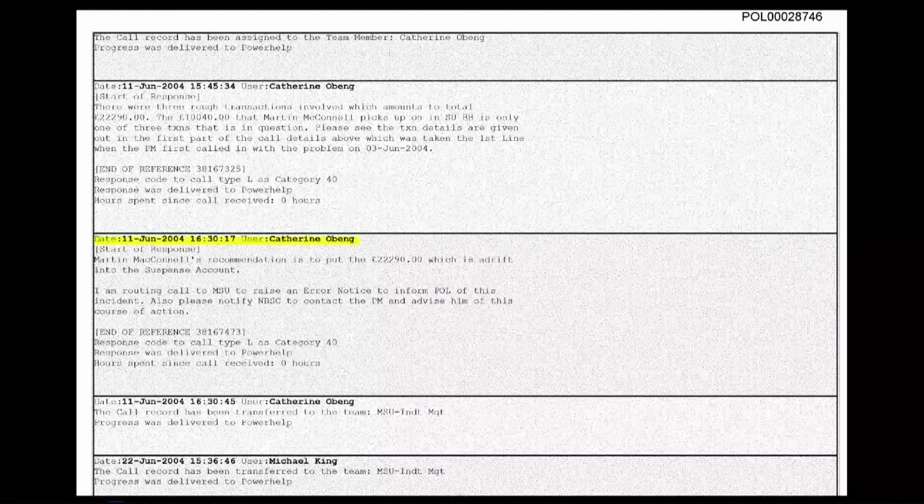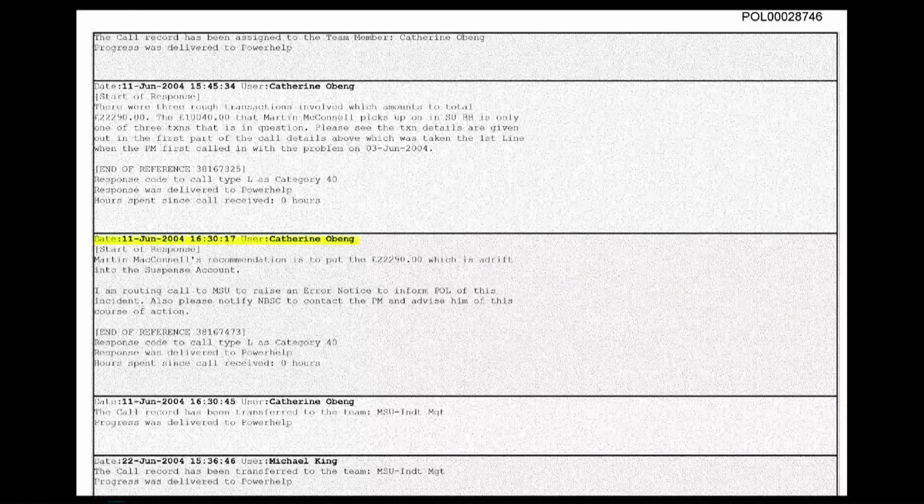And so somebody was to contact the NBSC. Well, the MSU were. The first or second line support would probably be expected to contact NBSC. And then NBSC have got to contact the sub-postmaster themselves. That's what it says here, yes.